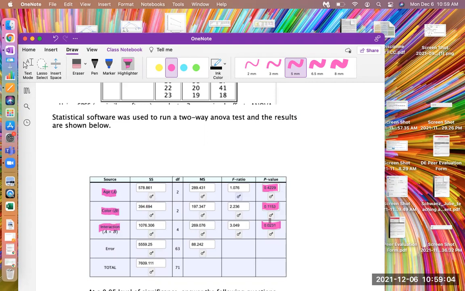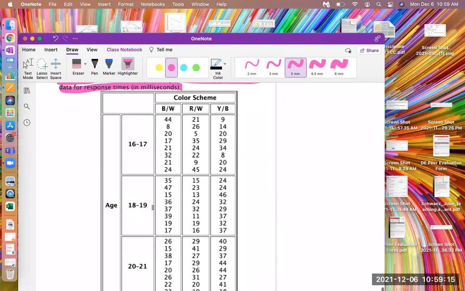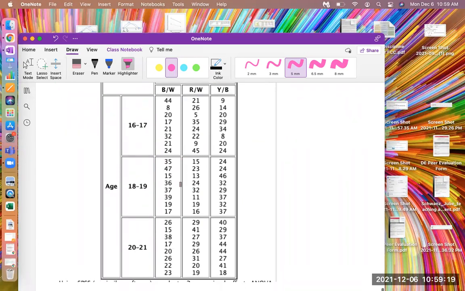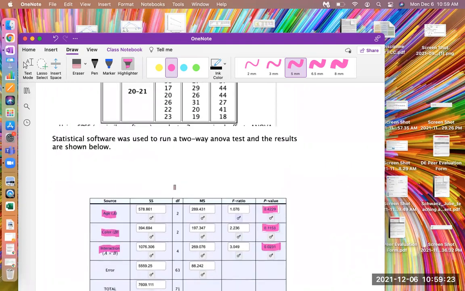Because all of this information was just a story to go along with it to make it seem more real, right? And this information, we didn't even need this. Normally, you might put this into the calculator to run your two-way ANOVA, but you don't really need to here. And then it says statistical software is used to run a two-way ANOVA test, and the results are shown below. So you didn't really need to know.